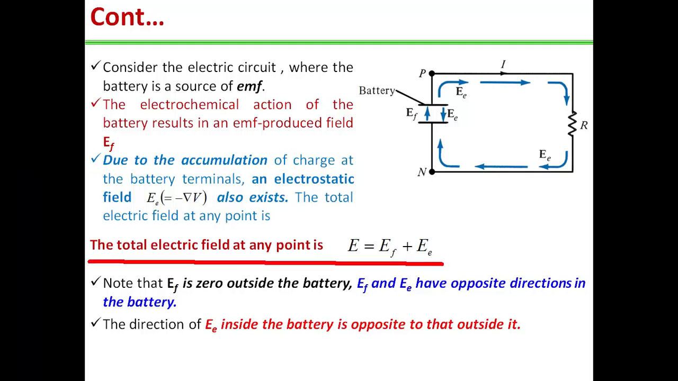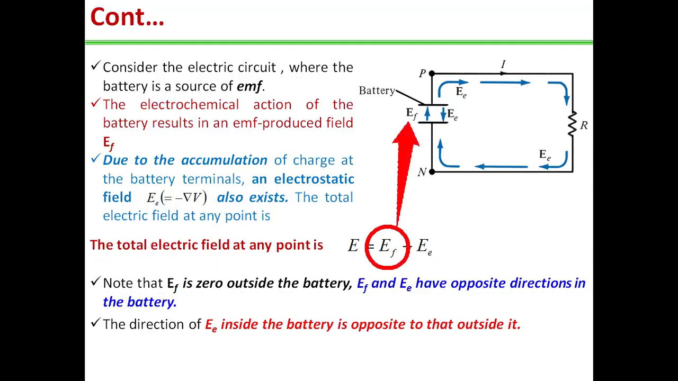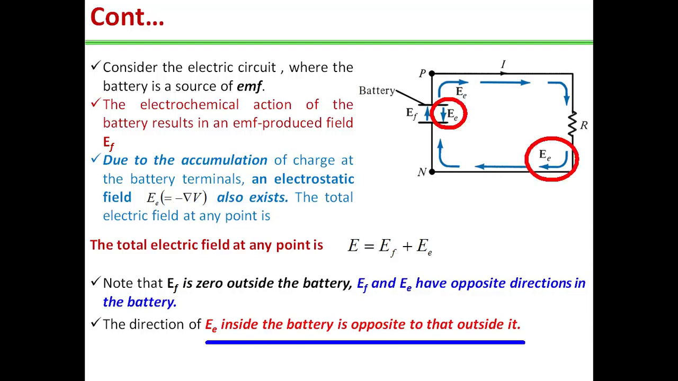So the total electric field at any point is E is equal to E_f plus E_e, where E_f is the electrochemical action produced field and this will be 0 outside the battery. E_f and E_e have opposite directions within the battery, and the direction of the electrostatic field inside the battery is opposite to that outside, as you can clearly view from the figure.